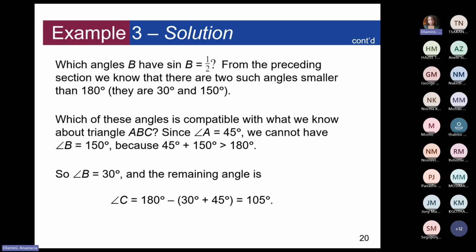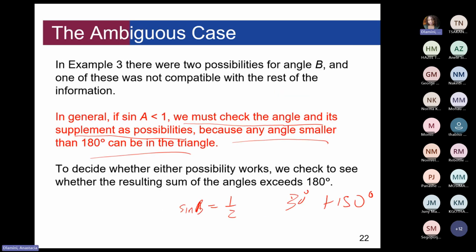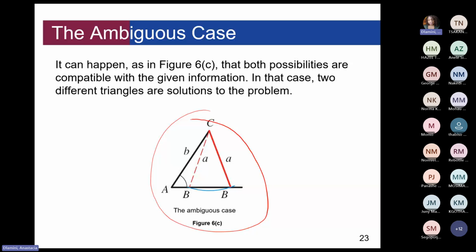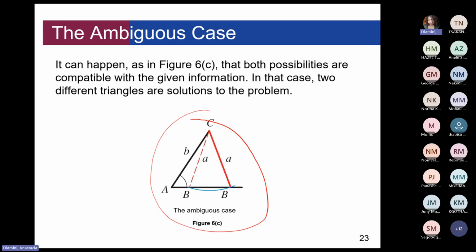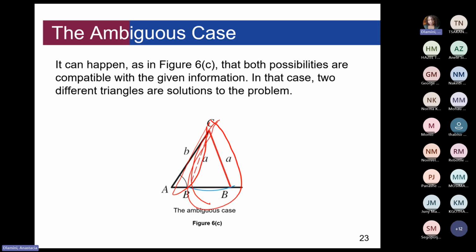So they are saying that it can happen, as in figure 6B, that both possibilities are compatible with the given information, meaning that you see there 150 and 30. 150 was not compatible, isn't it? 150 was not one of the angles. So it can happen that the supplementary is also an angle. What happens then? It means you end up with two triangles like this. So you end up with A, B, C, and the big A, B, B, like that.